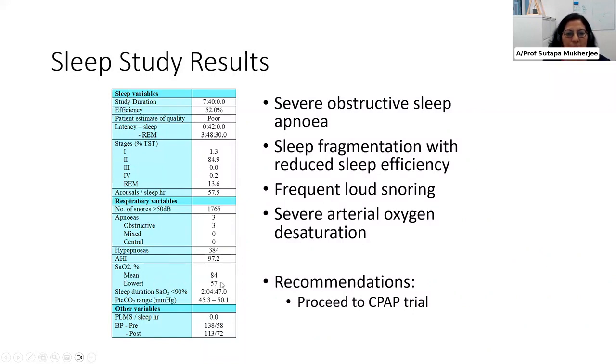Oxygenation showing that he's dropping down into the 50s. So 57 was the lowest. In fact, he's spending 2 hours of the night with an oxygen saturation less than 90. And so this is consistent with severe obstructive sleep apnea and severe oxygen desaturation. He came back to see you for the results, and the recommendation was he should start on CPAP therapy.